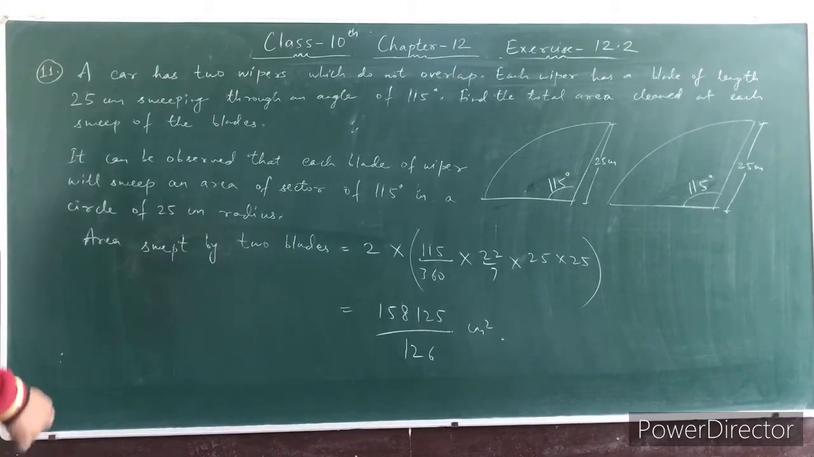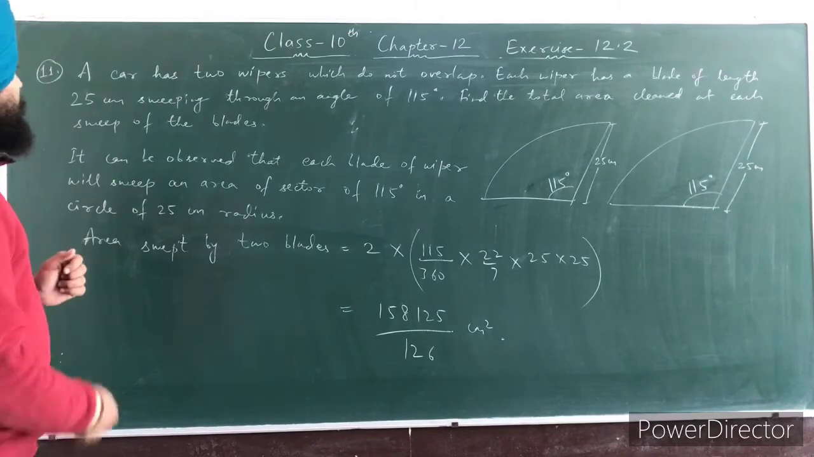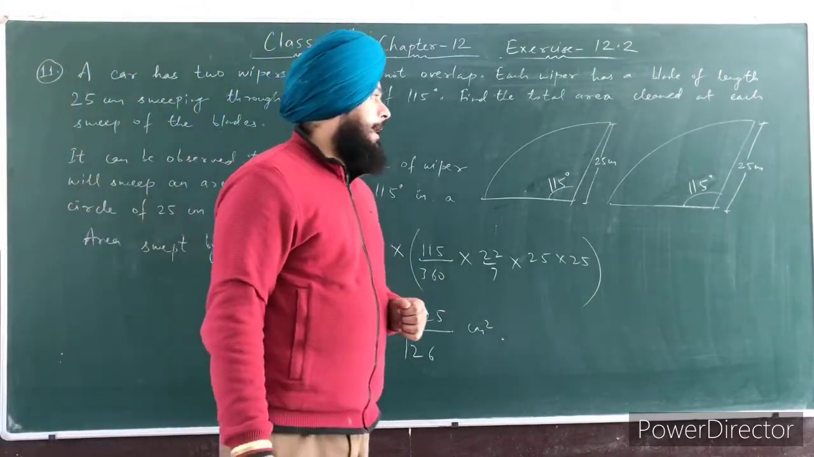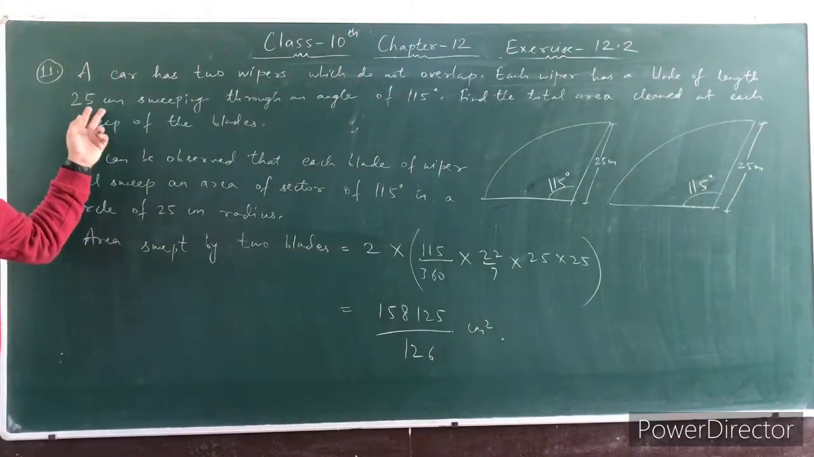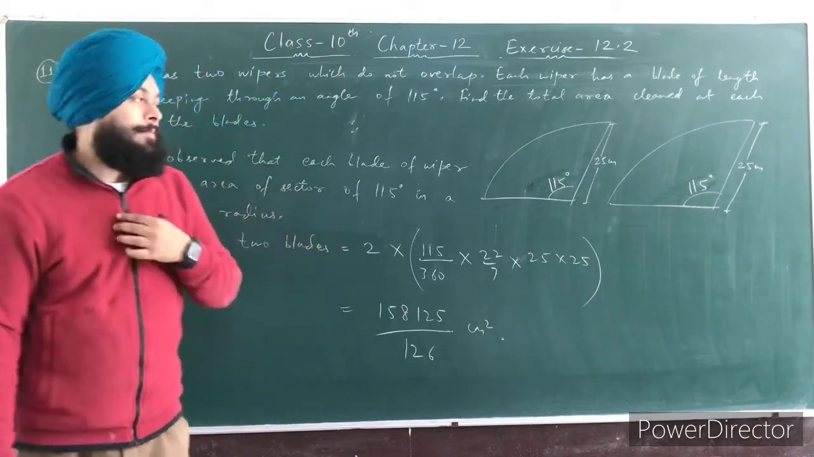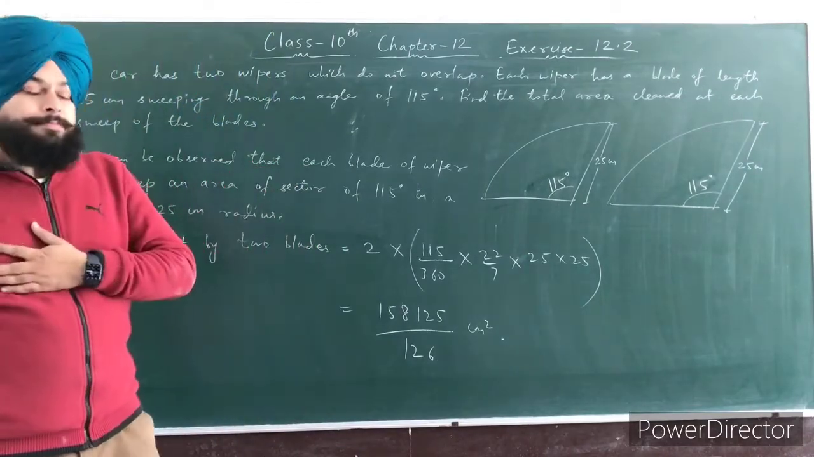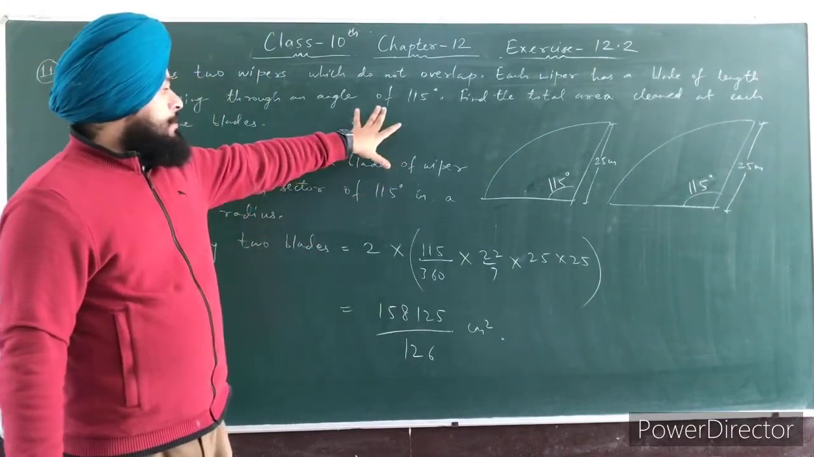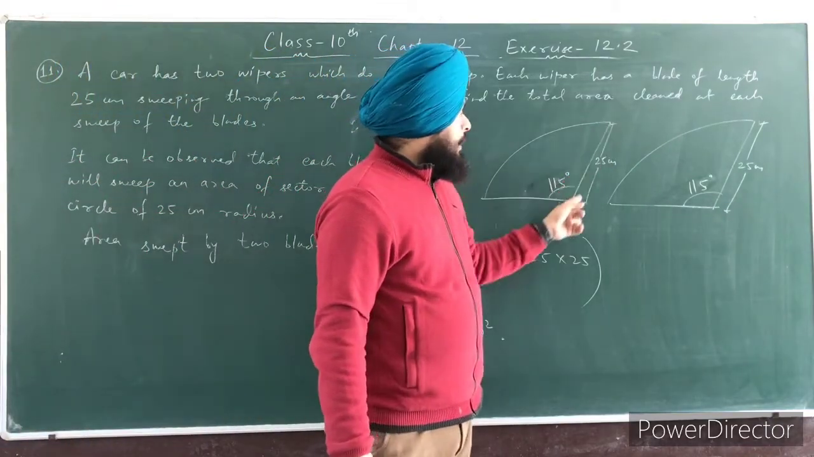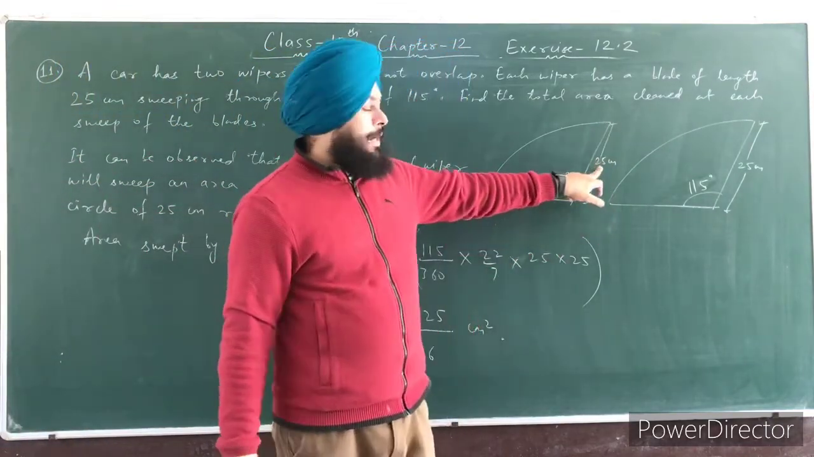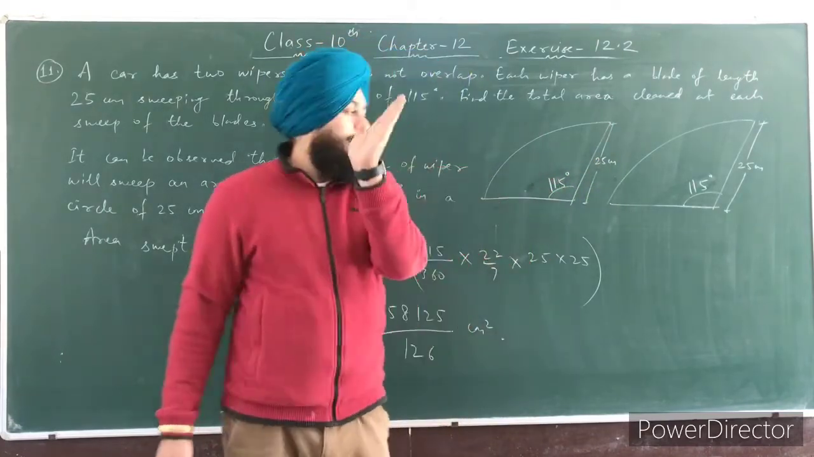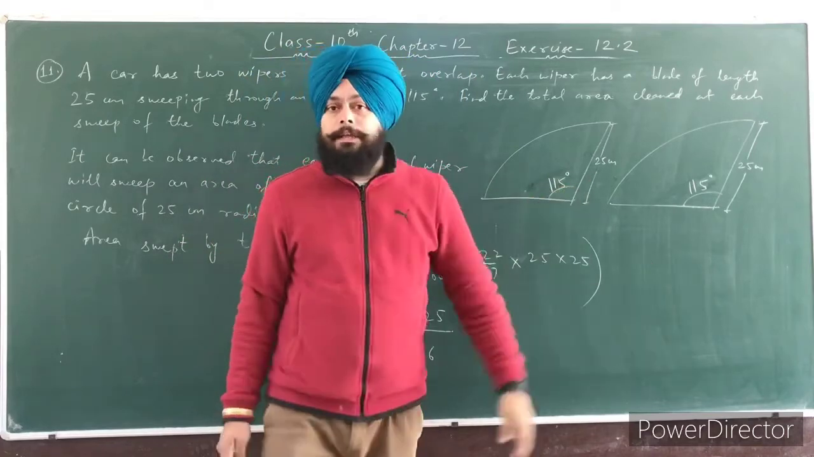Next, this is your question number 11. A car has two wipers which do not overlap. Each wiper has a blade of length 25 centimeter sweeping through an angle of 115 degree. So you all know what a wiper is. There are two wipers in a car. The length of each blade is 25 centimeter and it sweeps at an angle of 115 degree.